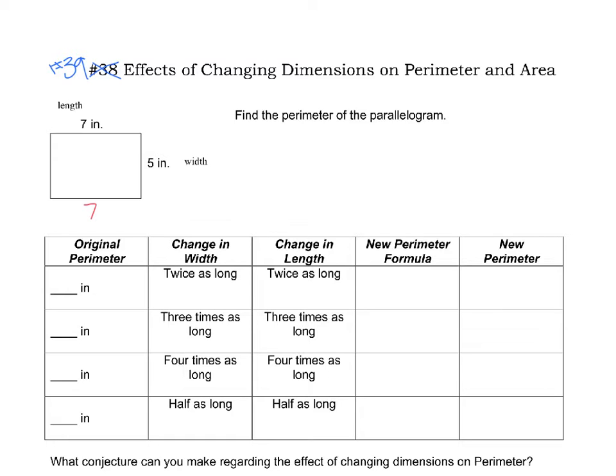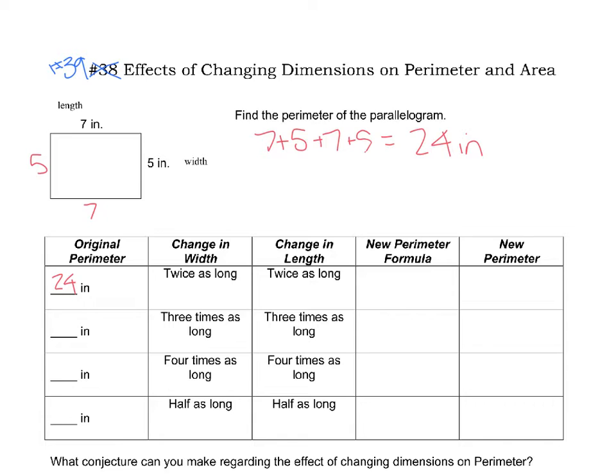and 5. So the length's 7, the widths are 5. So if I write that in, to find the perimeter, we just basically add all those values together, and we get a perimeter of 24 inches. So we're going to complete this box here. So the original perimeter, 24 inches, okay?